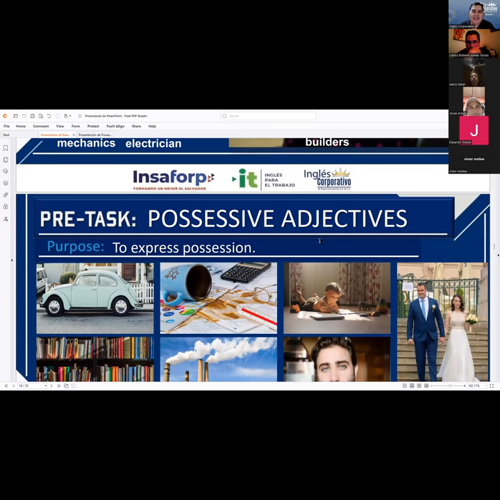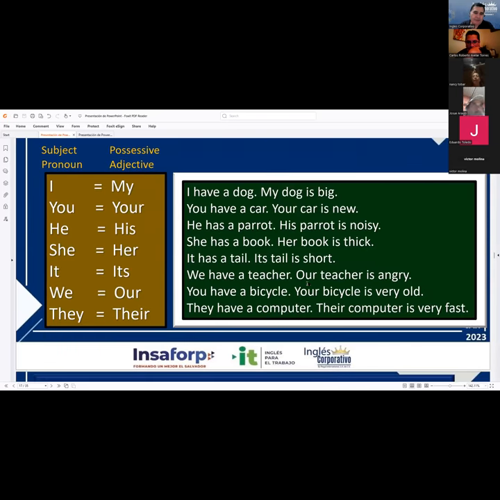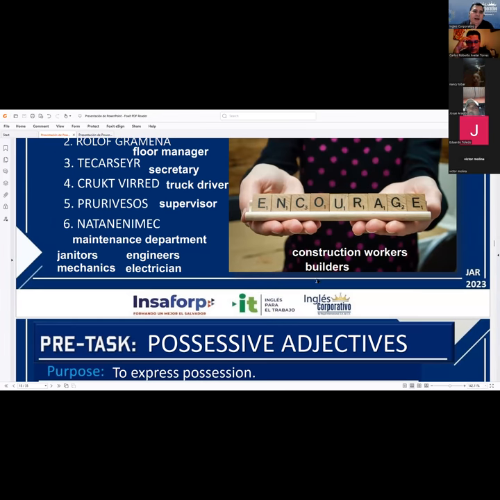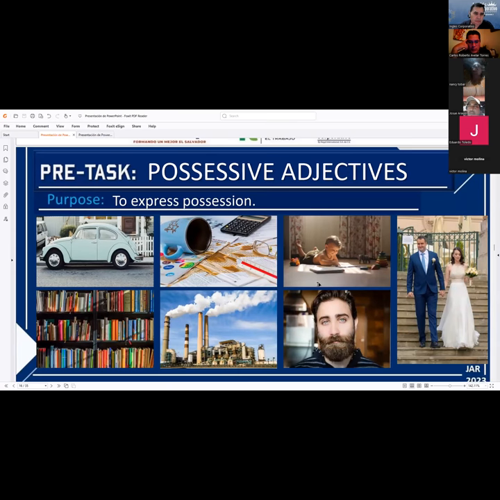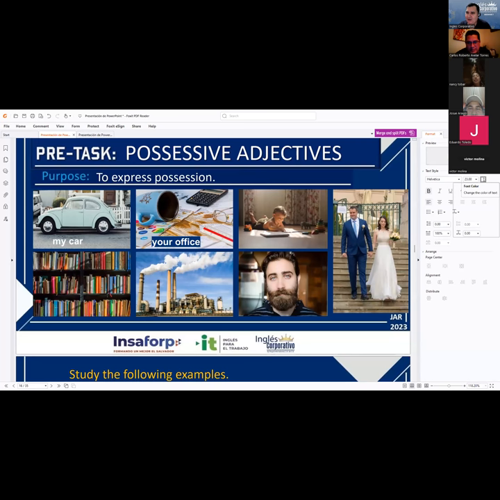Possessive adjectives. We begin with possessive adjectives, and later we're going to have the alphabet. First possessive adjective. Look at this. You say the car. My car. This is my car. Your coffee, your office. Not your office. Your office. Teacher, my office is neat.